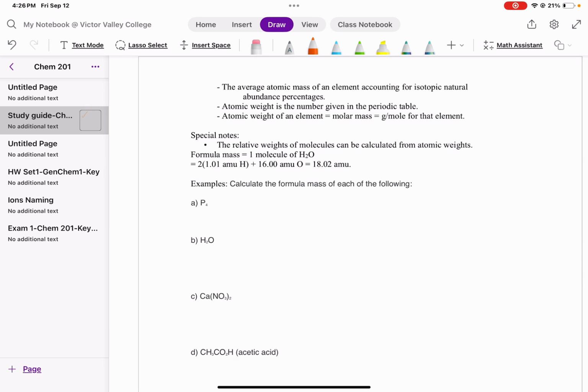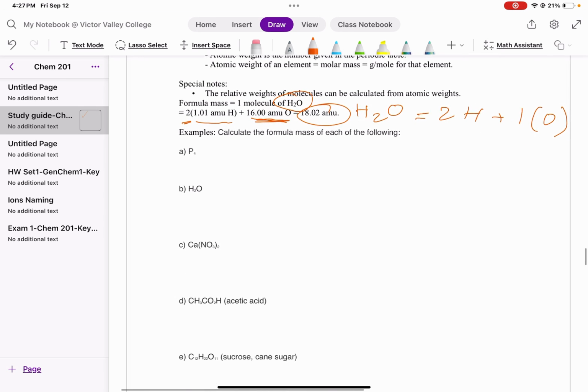For example, here's an example for water. Water has two hydrogens and one oxygen, right? So if you look up hydrogen, it'll be 1.01 AMU. That stands for atomic mass unit. You multiply that by 2, plus 1 oxygen. That's 16 atomic mass units. Total 18.02.